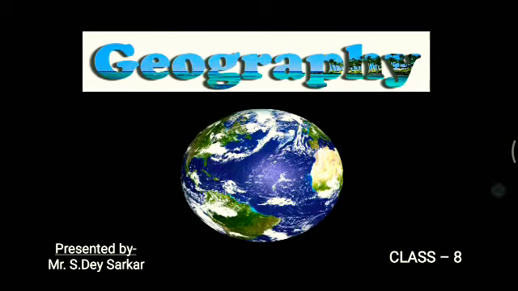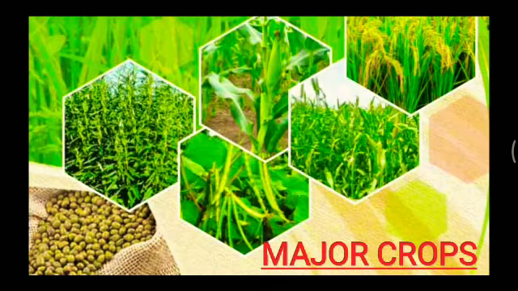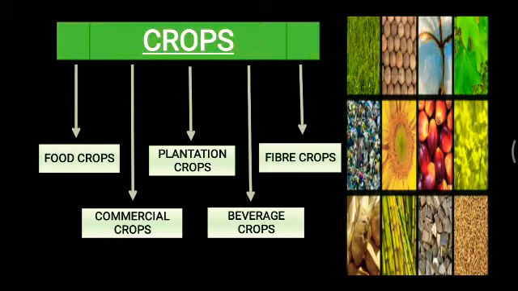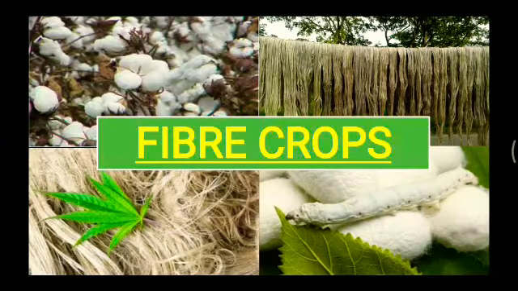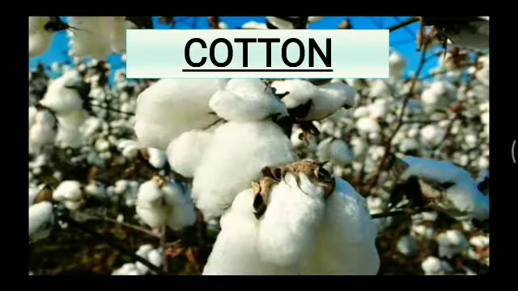So we'll continue the same chapter, that is major crops. In the previous sessions we have already discussed the different types of crops: food crops, commercial crops, plantation crops. Today our first topic of discussion is fiber crops. Fiber crops are those crops that provide us with fiber, which is converted into yarn for making cloth and other useful items. So all this comes under fiber crops.